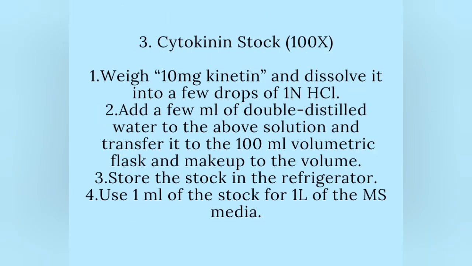4. Cytokinin stock, 100x. 1. Weigh 10 mg kinetin and dissolve it in a few drops of 1N HCl. 2. Add a few ml of double distilled water to the above solution and transfer it to the 100 ml volumetric flask and make up to the volume. 3. Store the stock in the refrigerator. 4. Use 1 milliliter of the stock for 1L of the MS media.